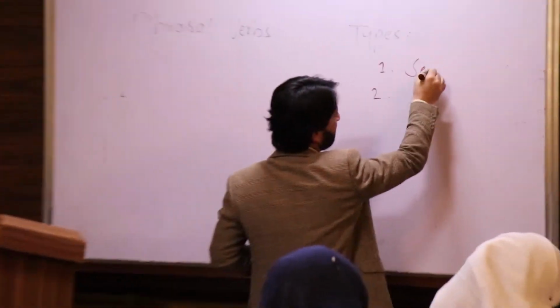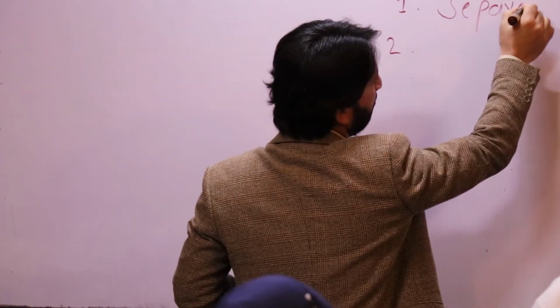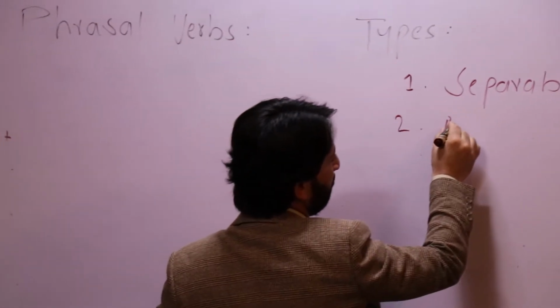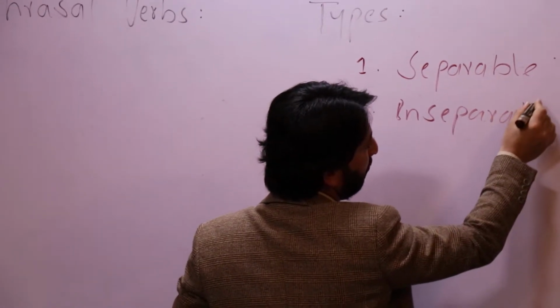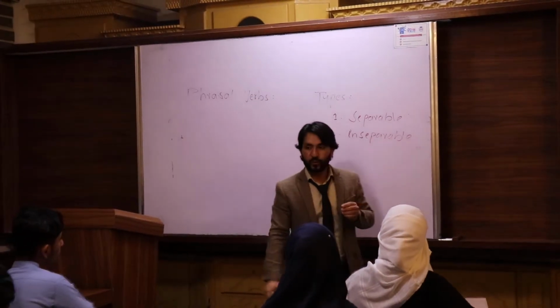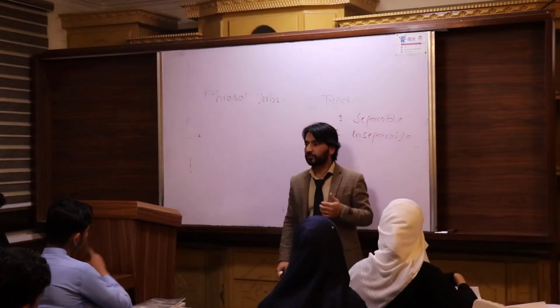The first one is called separable. The other one is inseparable. Okay, stop writing. Later I'll give you the chance to write. Listen now. We have basically two types of phrasal verbs.